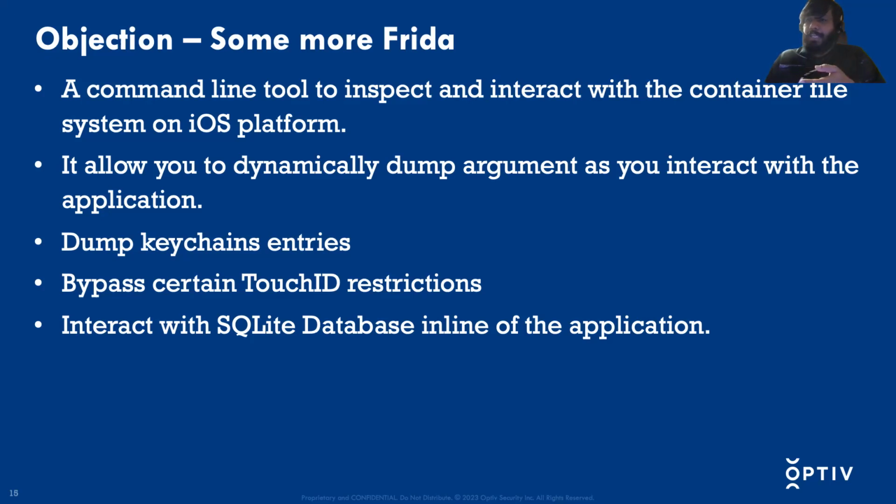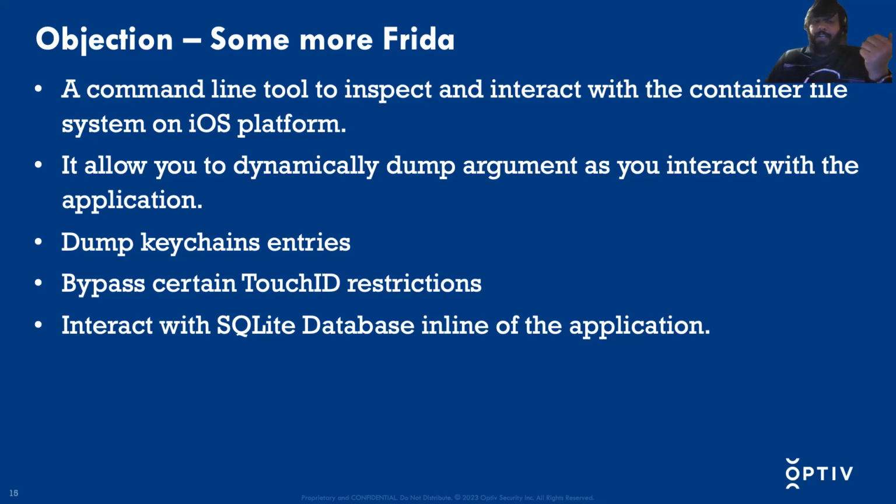You can also dump the keychain entries for a specific application. You can bypass the Touch ID restriction. There are certain applications which require you to touch your finger before it proceeds to the authentication. For those applications, Objection is a tool where you can test if you can bypass the authentication and go directly to the application's secure area, right?